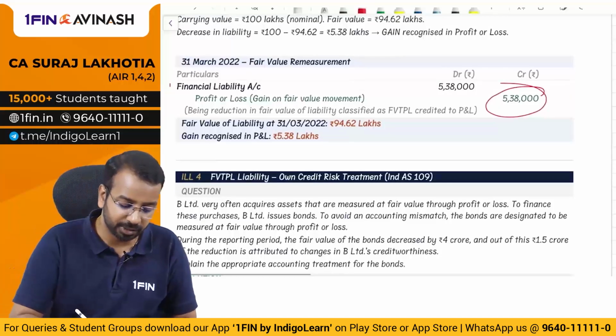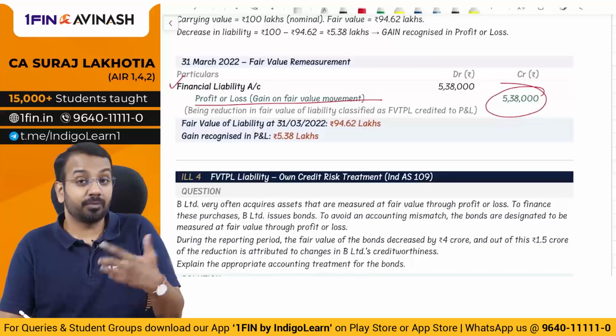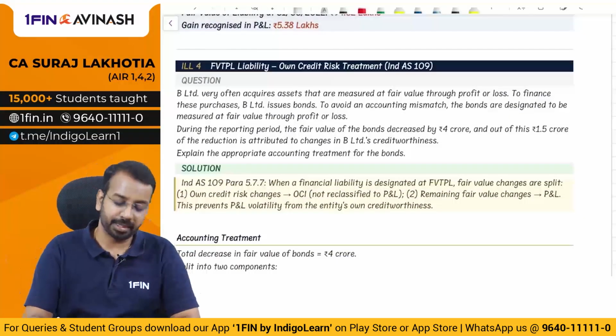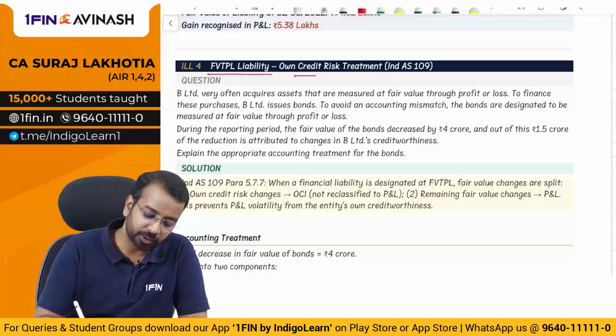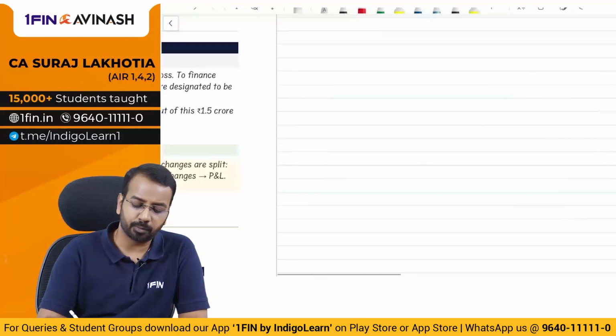Okay. So, gain means you will reduce the liability and credit to the P&L. So, what about interest? Interest that you have paid will be recognized as an expense when you pay it. Then next question, FVTPL liability with own credit risk. Now, this is a very small concept where we need to understand one more thing.